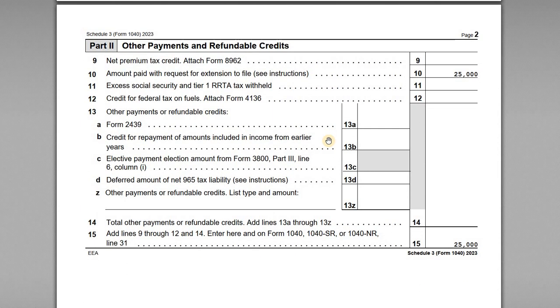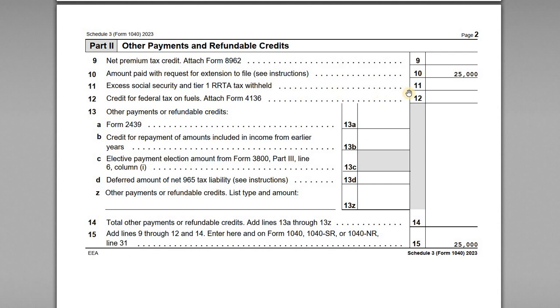All right, so page 2 is other payments and refundable credits. So the more common ones that we see, certainly the 8962 on the premium tax credit. So if you found that in completing the 8962 you didn't get enough of the advance credit, you can get the difference made up here on line 9. I've got some 8962 videos. I'll put links below for them as well.